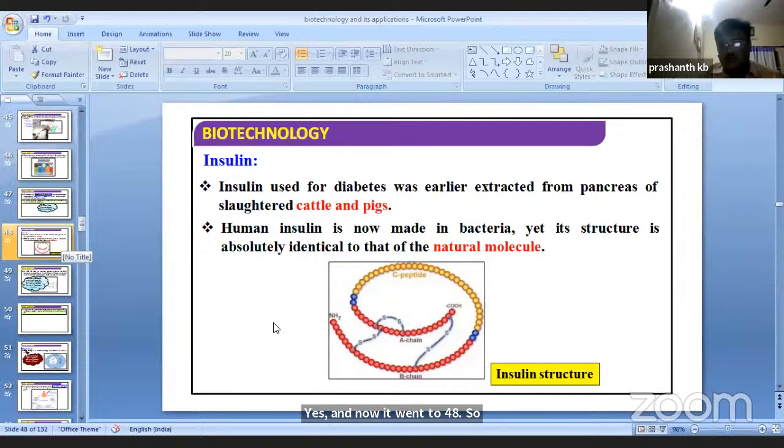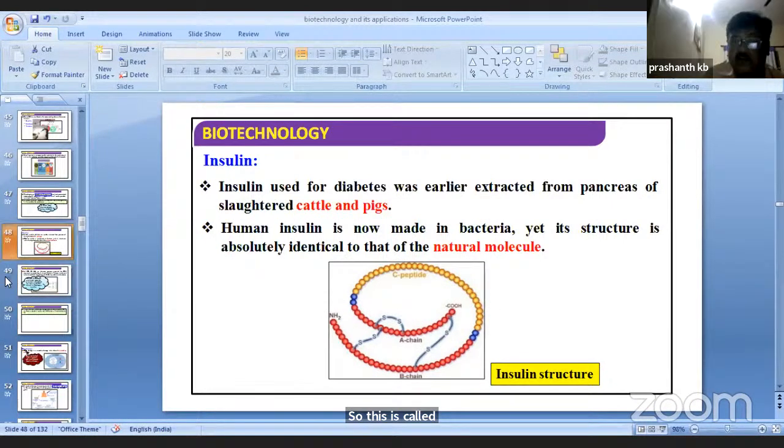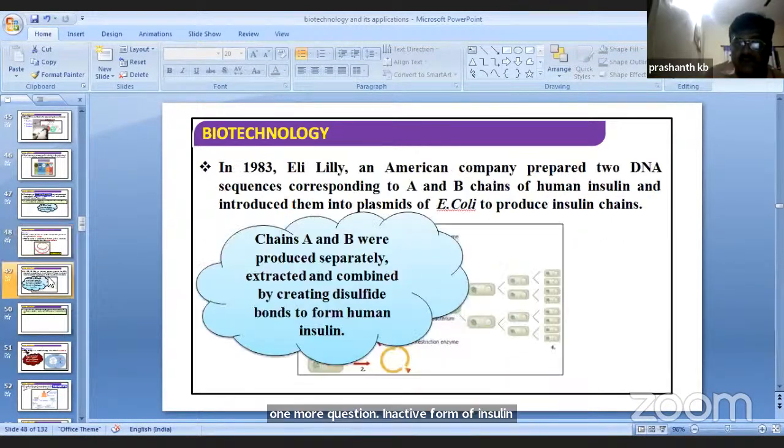Now, so this is called pro-insulin. One more question: the inactive form of insulin is called pro-insulin. Next, Eli Lilly was the first company to produce human insulin. Now, students, this is very important. I'll use another screen here and explain this one.